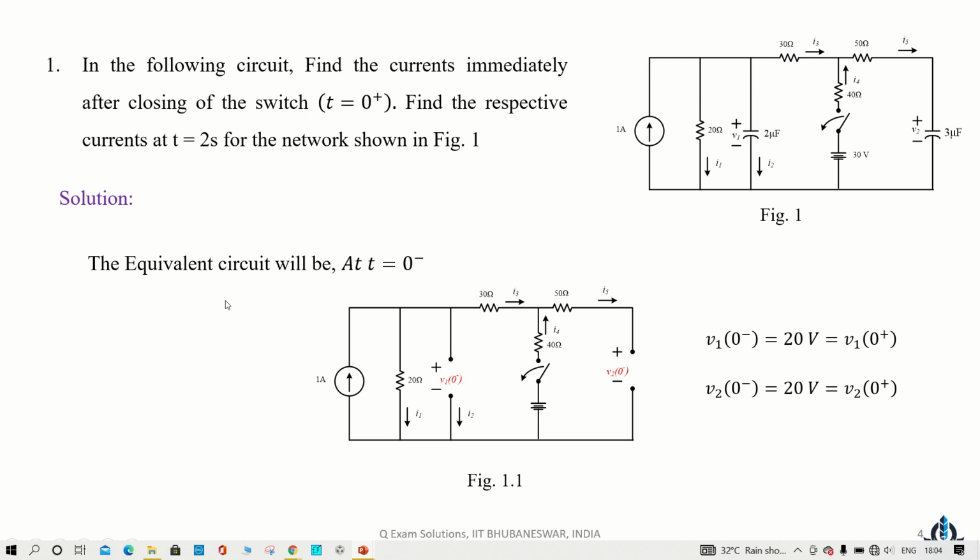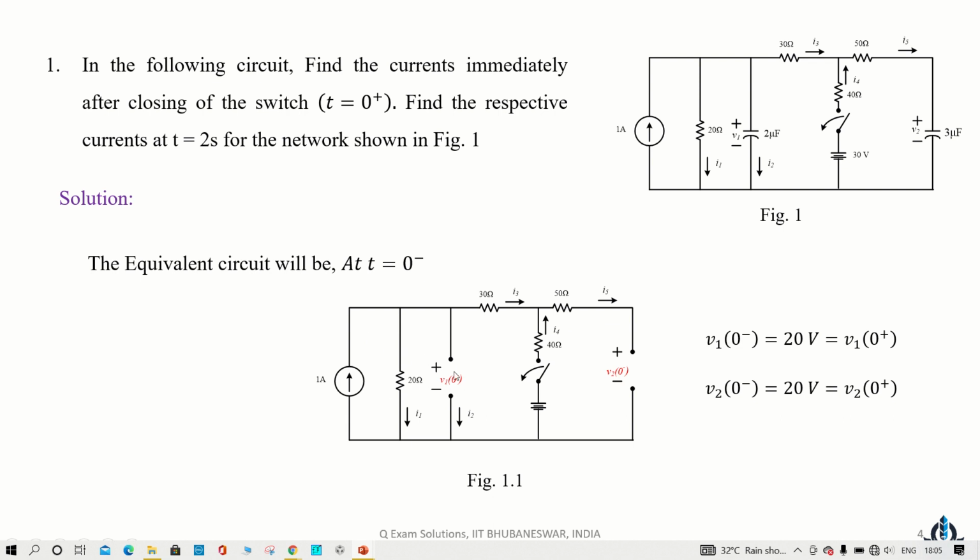So first we draw the equivalent circuit at t equals 0 minus. This is the equivalent circuit at t equals 0 minus. This is the DC current. So in DC steady state, the capacitor will be open circuited. So this capacitor is open circuited and this is also open circuited. So you need to find the voltage across the capacitor here and the capacitor here. So the current will not flow through this branch, because both are open circuited. So all the current flows through this branch.